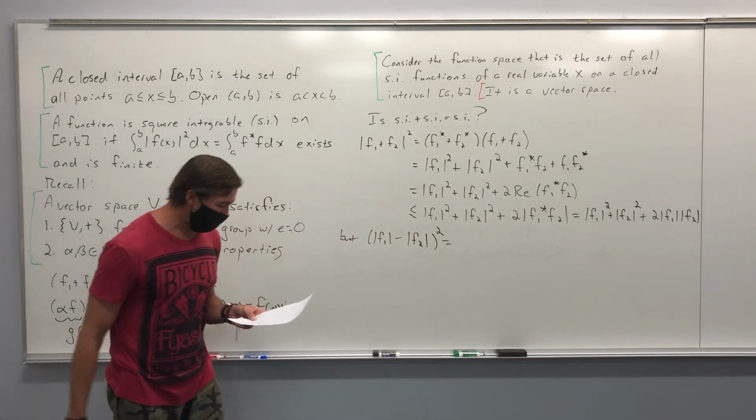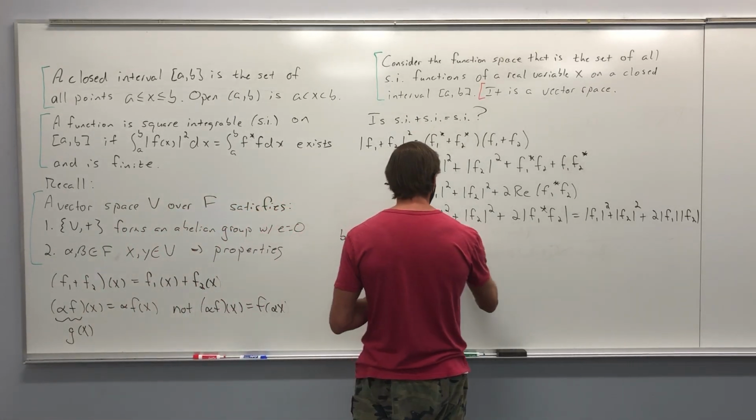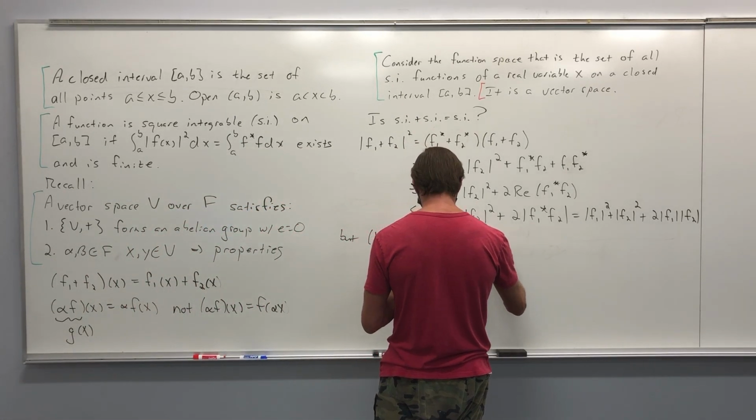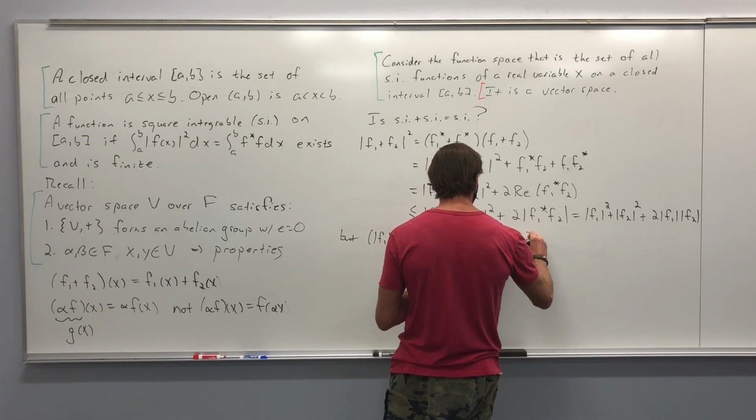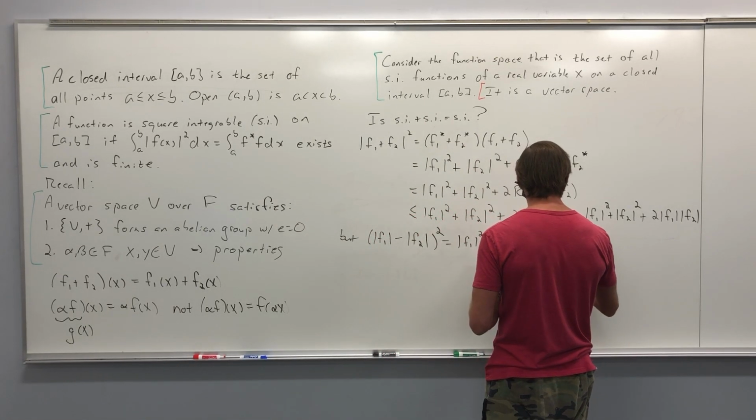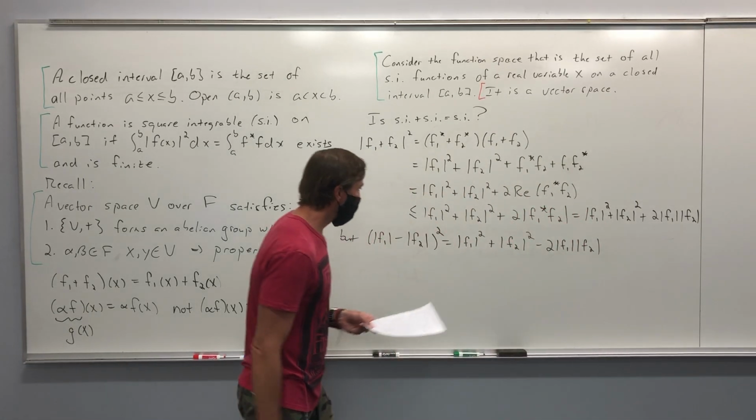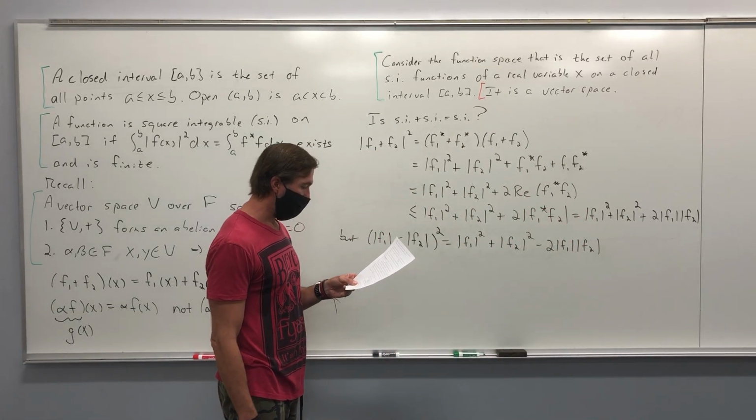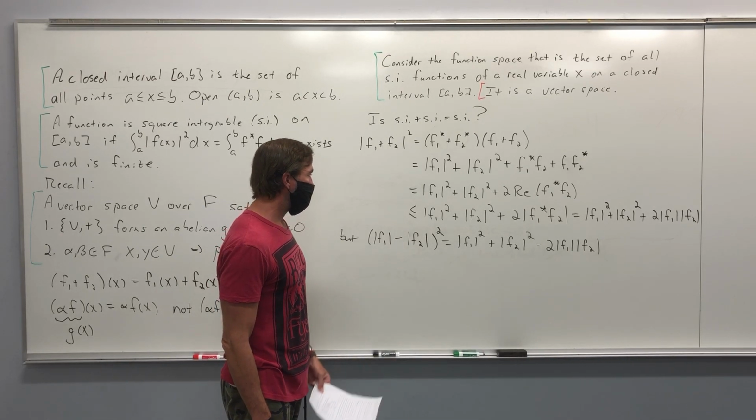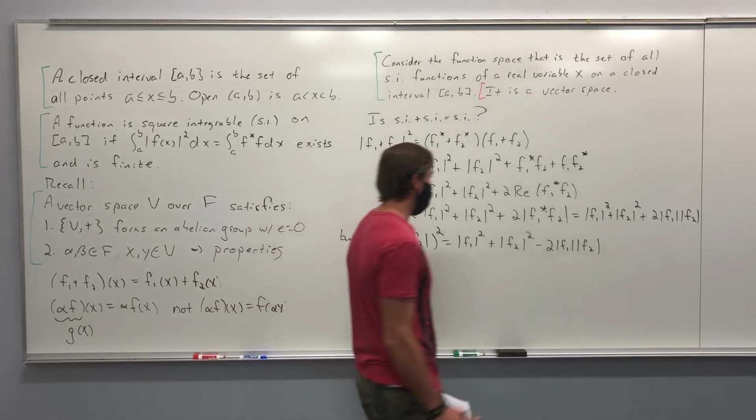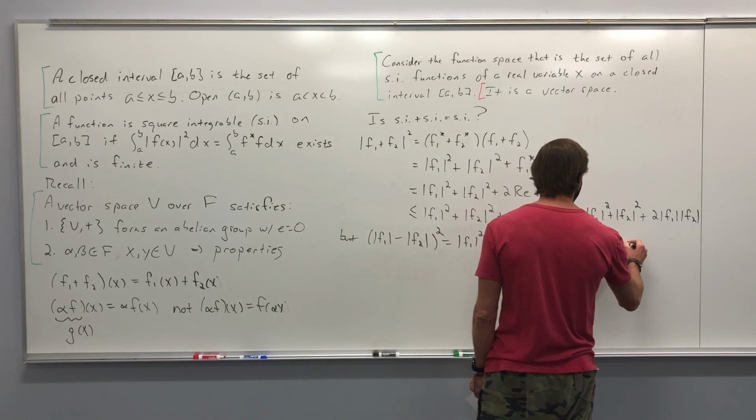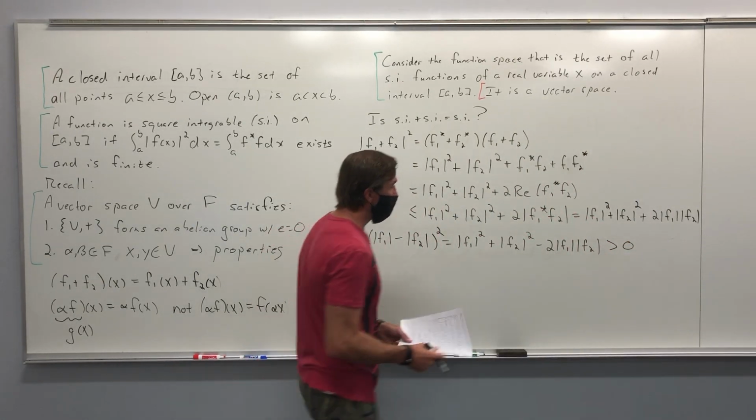So if I consider the difference and the square of the difference, then I have F1 squared plus F2 squared minus 2 times F1F2. All right? Well, this is greater than or equal to 0.